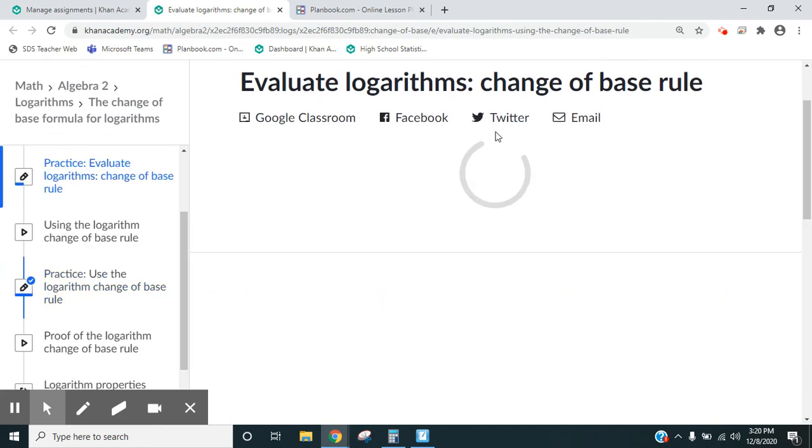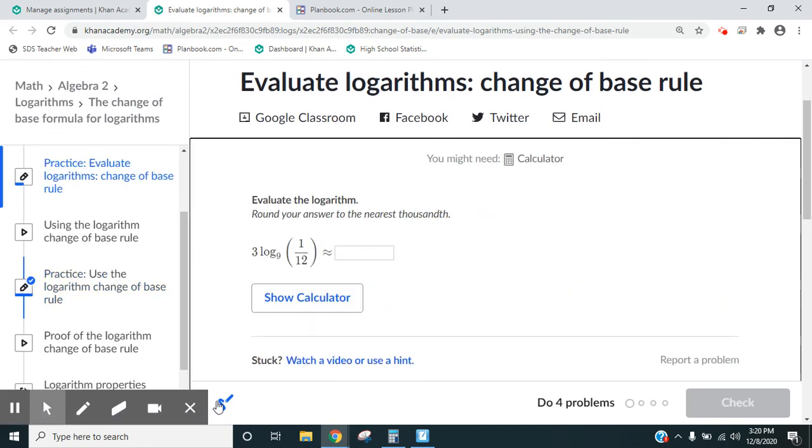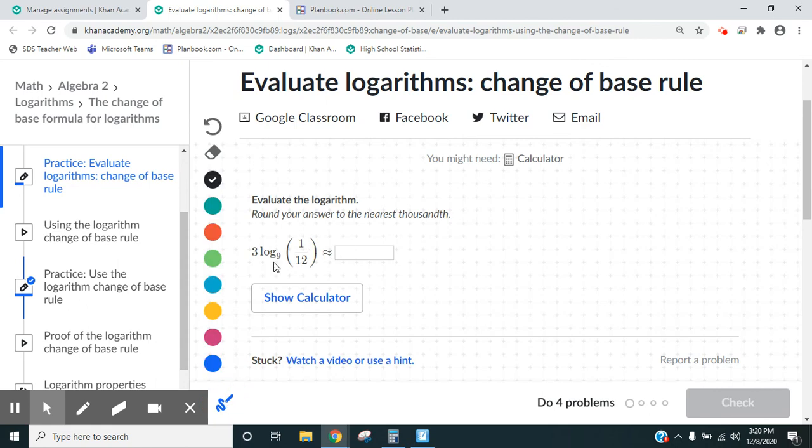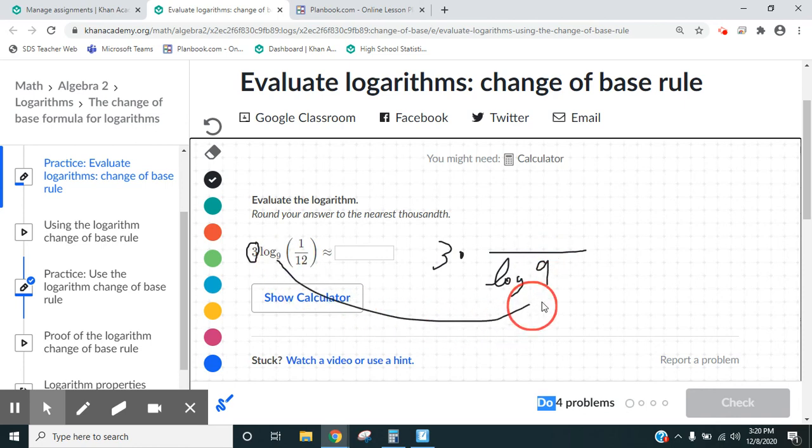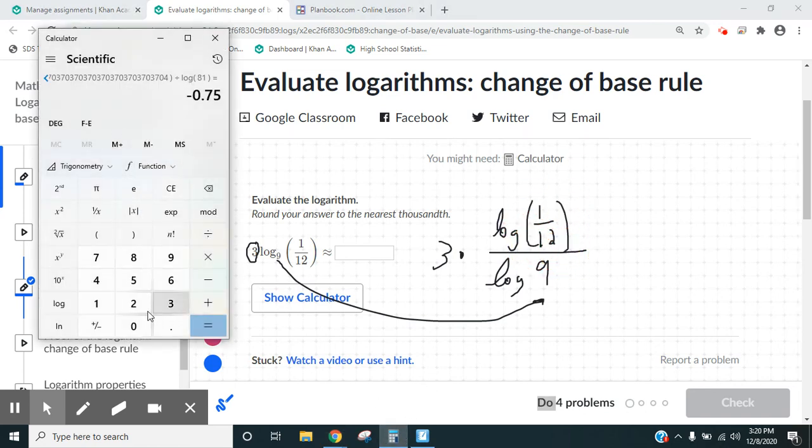All right, the last assignment on here is evaluate logarithms with the change of base rule. This is exactly what we talked about earlier, right? We're going to say, let's keep this 3 on the back burner for a second. So 3 times is what we're going to do. All right, 3 times. Let's do that instead. And then when we write our formula, we're going to do log of 9. That's the base. And then log of 1/12. This is what we did at the start of the video. And we're going to use that formula to calculate our answer, right?